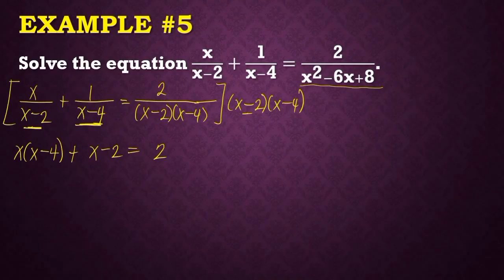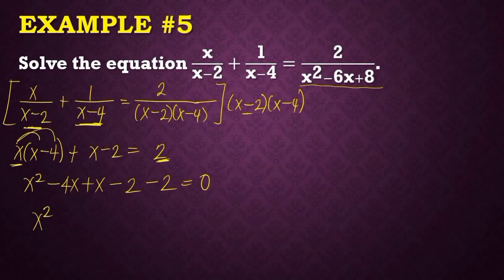Next, distribute po natin yung x dun sa mga terms na nasa loob ng parentheses. X times x, that is x squared. X times negative 4, negative 4x. Plus x minus 2. And then, yung 2 dito sa right side, lipat natin, minus 2 is equal to 0. And then, we combine like terms. X squared, wala po siyang kamukha, so write down lang po natin siya. Negative 4x plus x, that is negative 3x. And then, negative 2 minus 2, that is negative 4, is equal to 0.